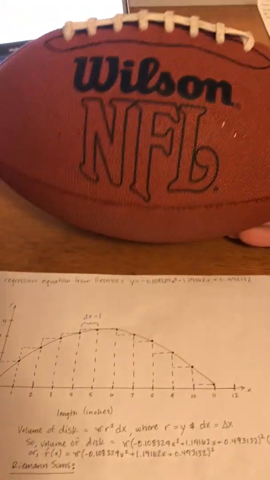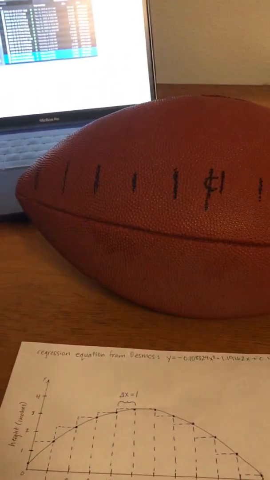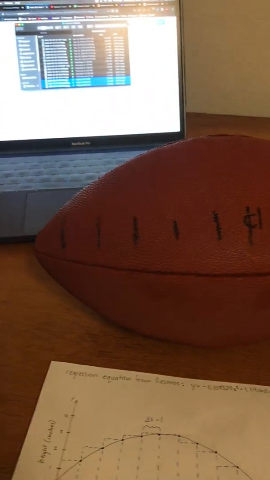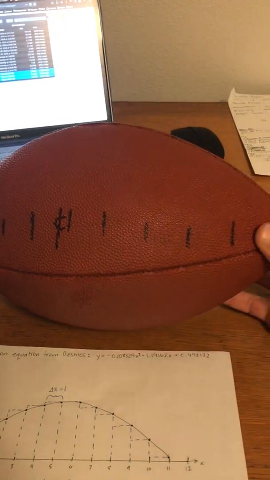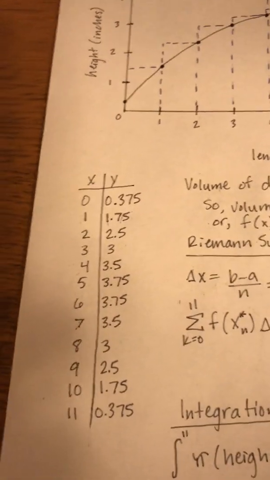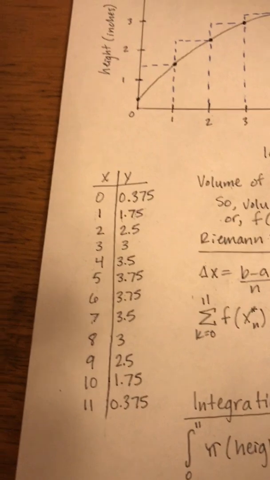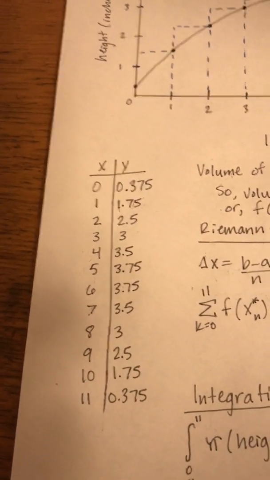All right, I chose a Wilson NFL football here for my solid of choice. You can see some of my sub-interval marks there. They're at 1 inch intervals. Started off with just some basic X and Y values that I copied and pasted from an Excel spreadsheet and put that in Desmos to help with the regression formula.